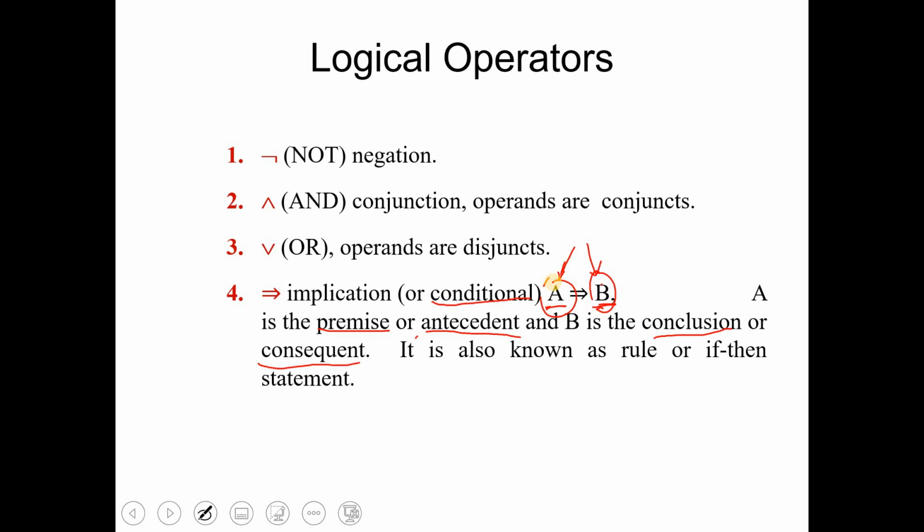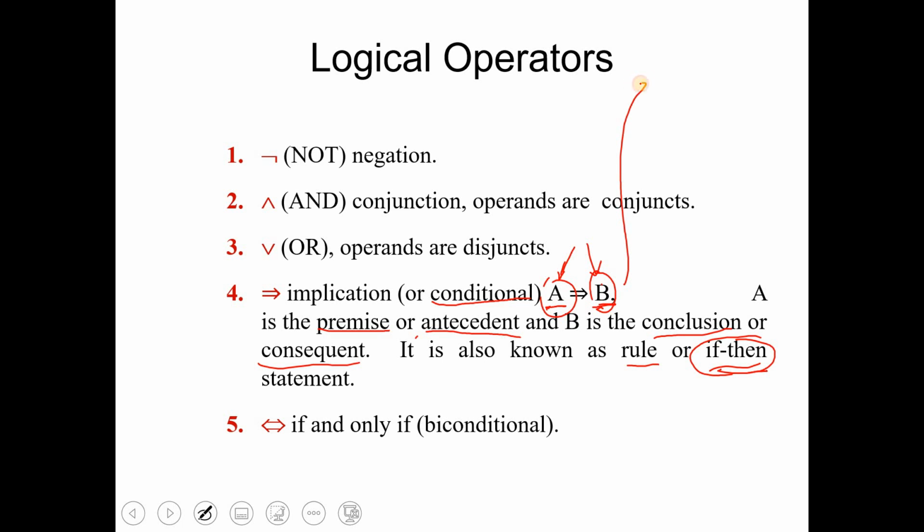You can also call the implication a rule or if-then statement. It is the same as the if-then statement in programming languages. Clear? And the final logical operator is the bidirectional condition, biconditional, or the equivalence. Equivalence means that both sides are equal, 100%. Now there is one important difference between these two. What is different between implication and the equivalence?